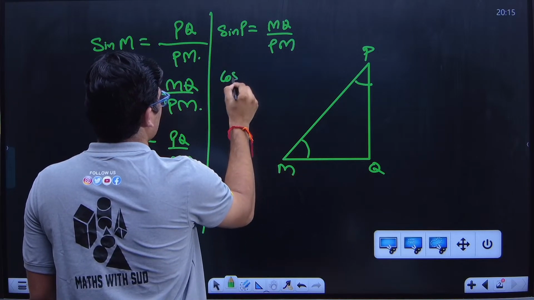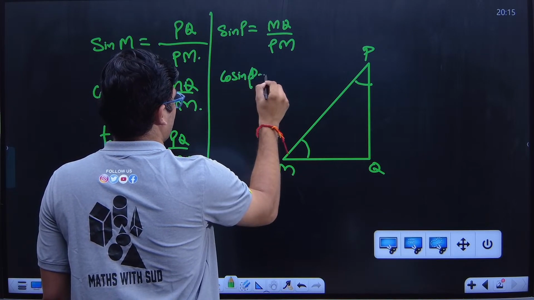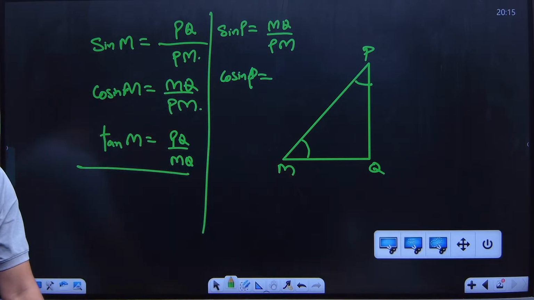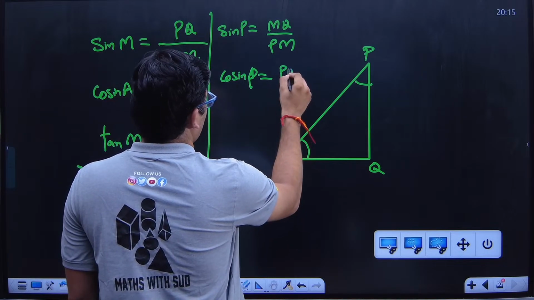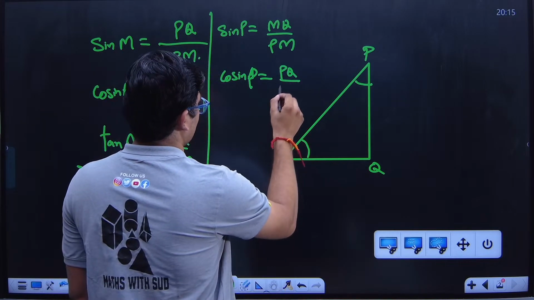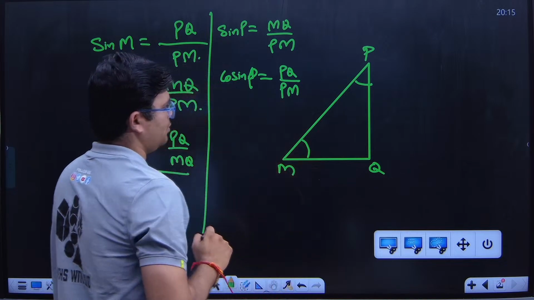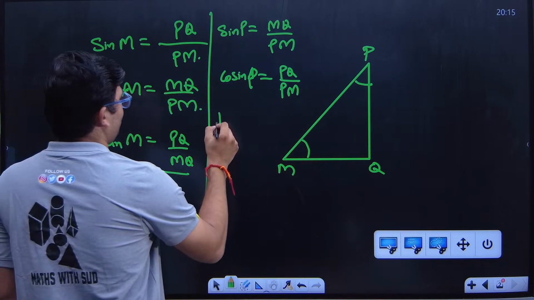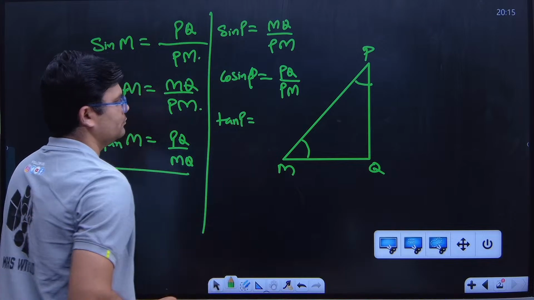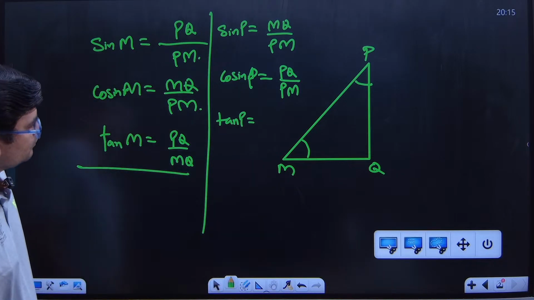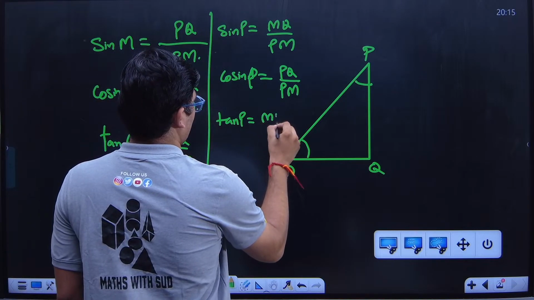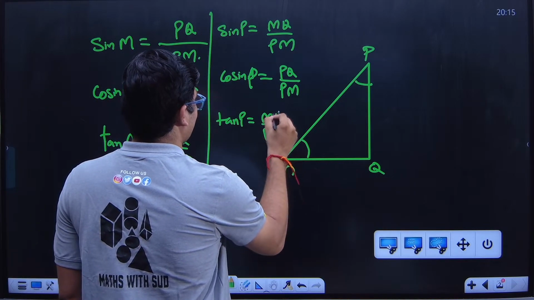Can you tell me what will be cosine P? Sir, it'll be PQ upon PM, my dear. Oh, sorry, PM. Okay. Can you tell me what will be tan P? MQ upon PQ. Wonderful. You have a very good eyesight.